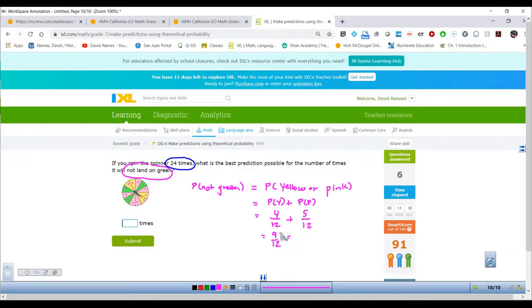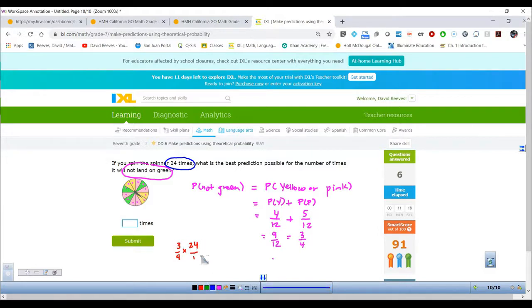Now 9 out of 12, we can divide 9 and 12 both by 3, and when we divide 9 by 3, we get 3. When we divide 12 by 3, we get 4. So 3/4, or if you prefer, we have a 75% chance of getting not green, right? Okay, but how many times are we spinning this spinner? Now we go to the event. It's 24 times, right? I'm going to go ahead and put that 24 over 1.